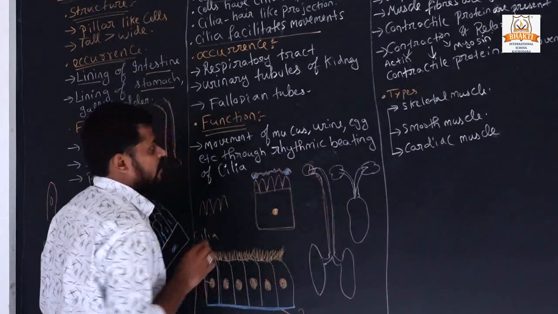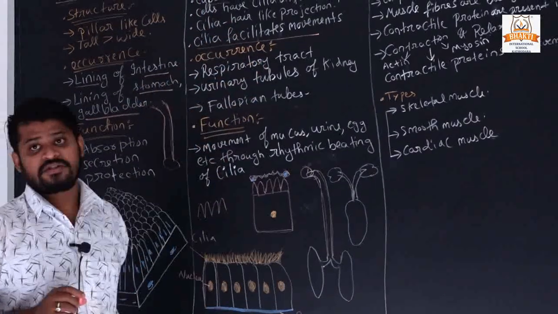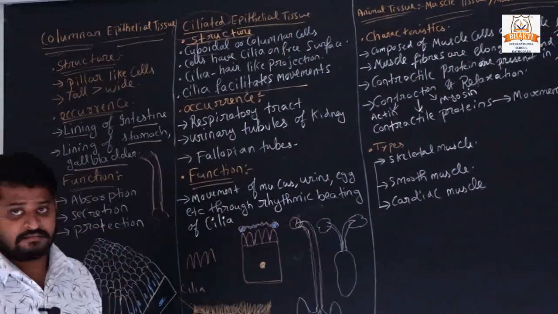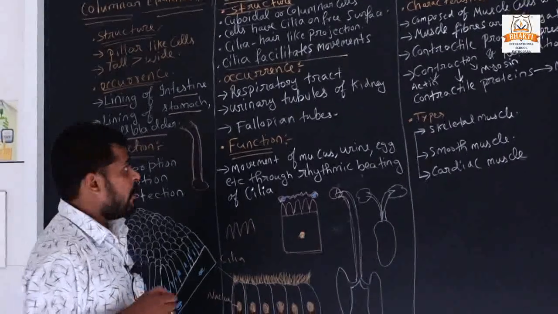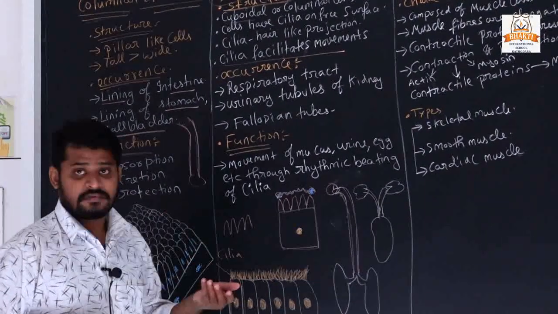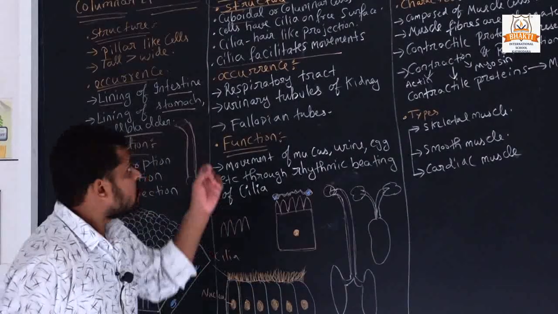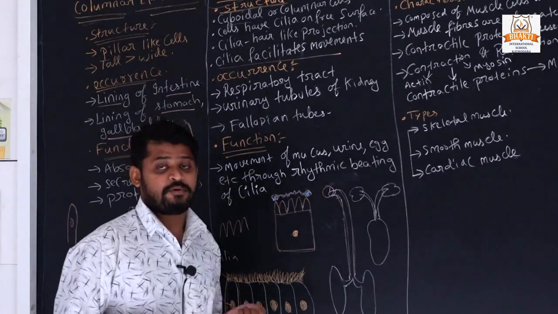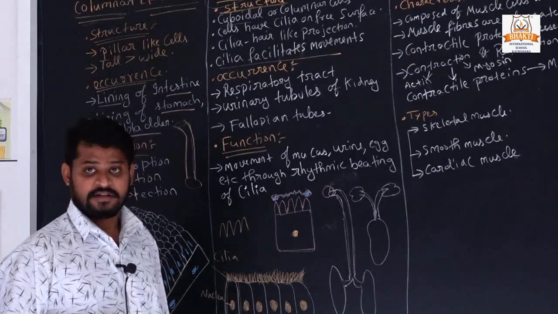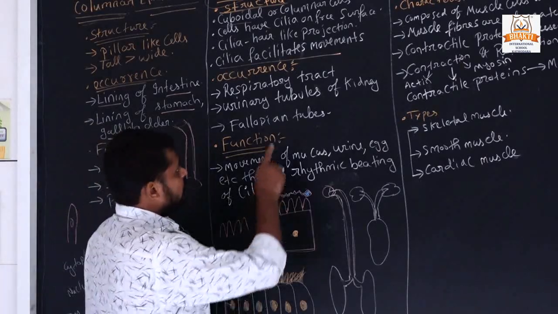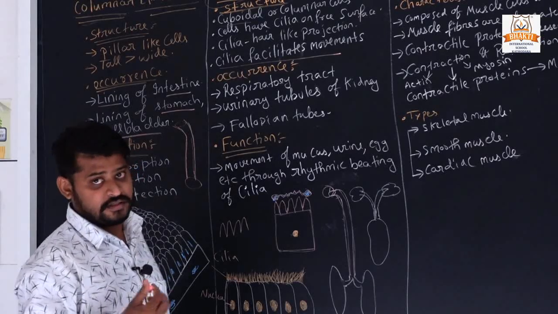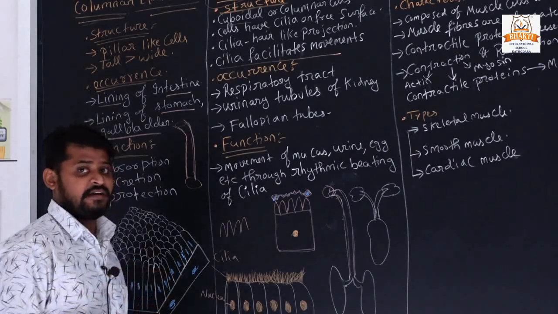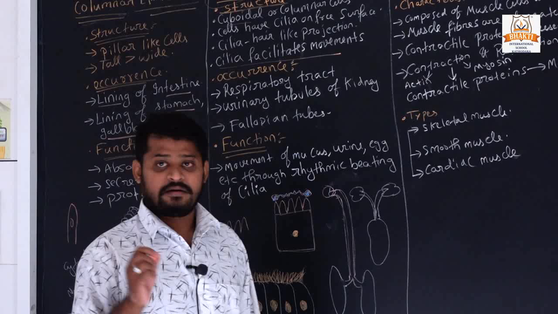So in the respiratory tract, ciliated epithelial tissues are present. If you notice, in our nose, hair is present, and after that, in our respiratory tract, ciliated epithelial tissues are also present to provide movement inside the respiratory tract. And in the urinary tubules of the kidney, we already studied in our previous video, kidney tubules are present. So in that also ciliated epithelial tissues are present.